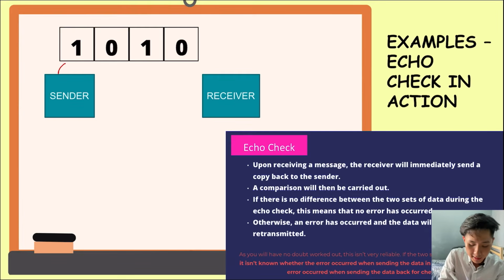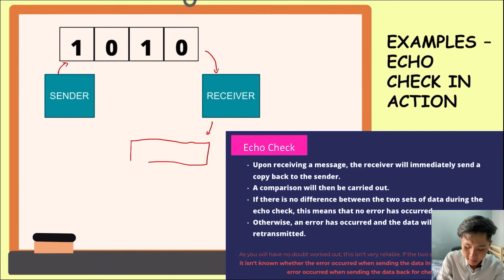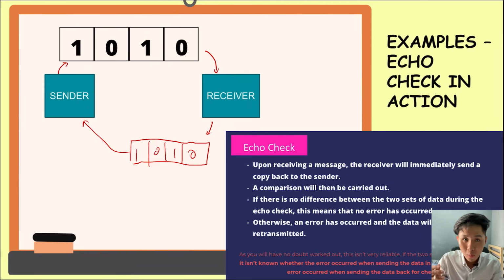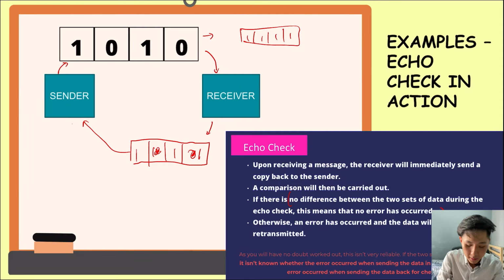So imagine that this is the data that the sender sent to the receiver, 1010. And what this method will do is that the receiver will send the exact same data back to the sender, 1010, so that the sender can compare whether the data that is sent and the one that it received are the same. If there's no difference, then no errors have occurred. However, if there is a difference, let's say this data is corrupted into 1111, and the receiver sends this back, the sender will know an error has occurred. It will then retransmit the data.